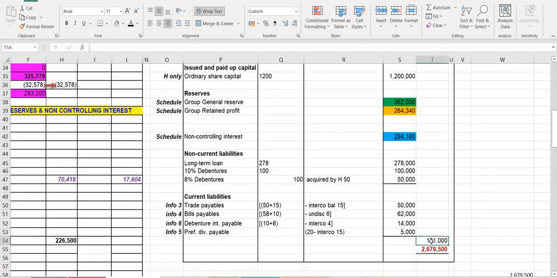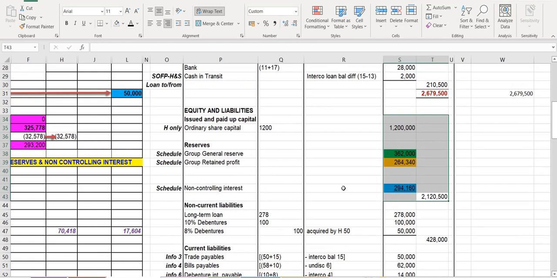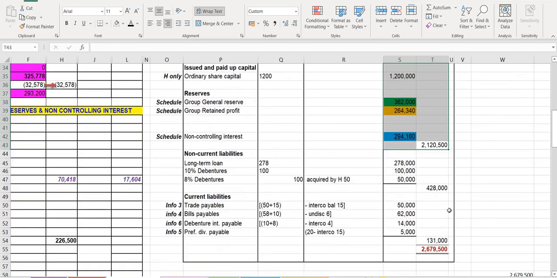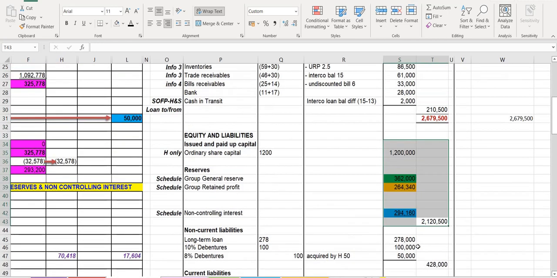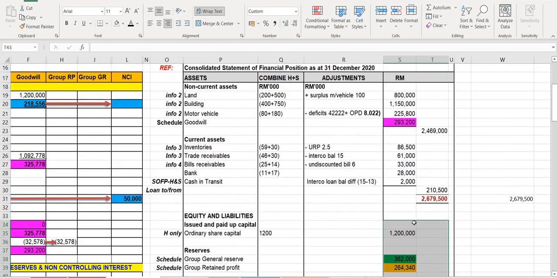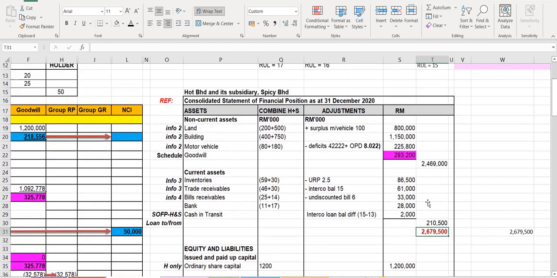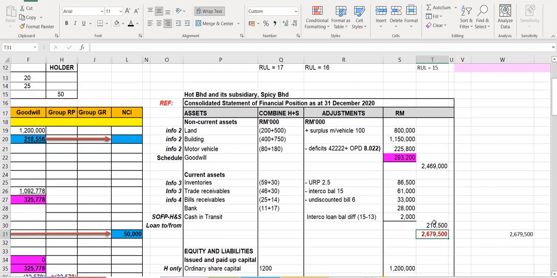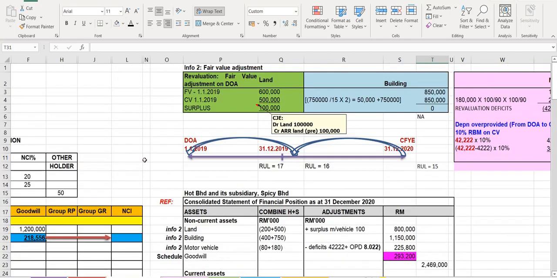So then you have 131, the total of the current liabilities. The total of the non-current liabilities was 428. The one here, the total equity was 2,120,500, and here 2,679,500 is the total of the consolidated statement of financial position, the equity and liabilities. This is the one of the asset section. With that, that's it.